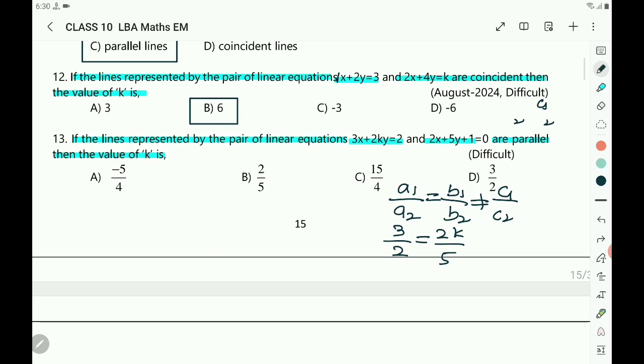Then do the cross multiplication: 3 into 5 equals 2k into 2. 3 into 5 is 15, 15 equals 4k, that is 4k equals 15, k equals 15 by 4. What is the value of k? K value is 15 by 4. Option C is the answer.